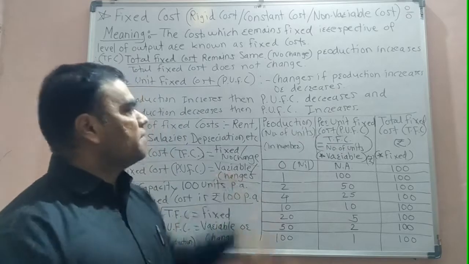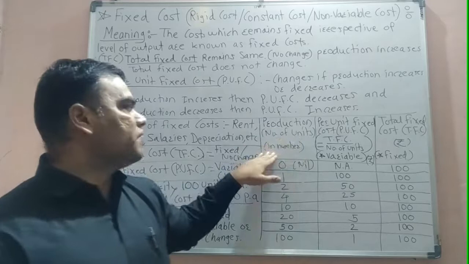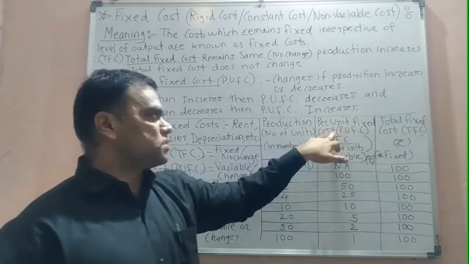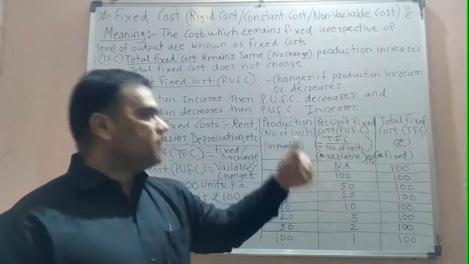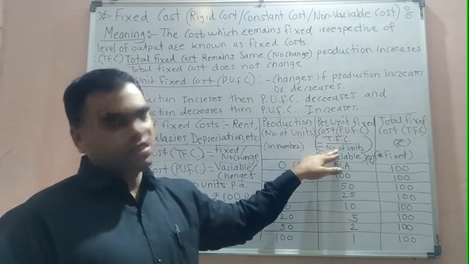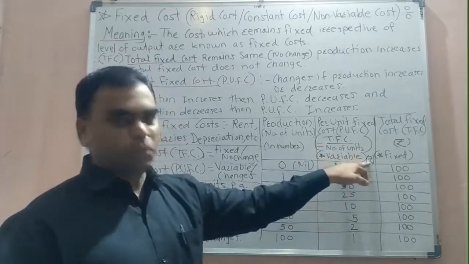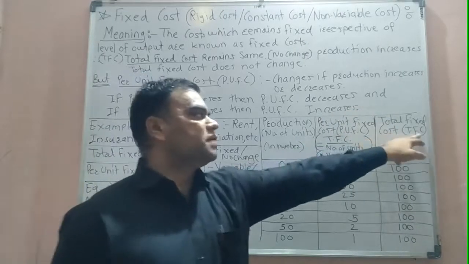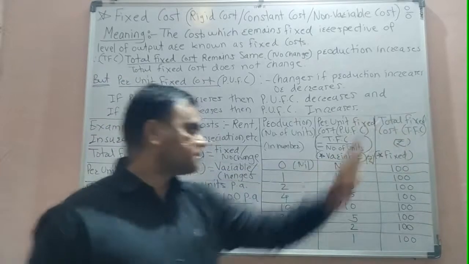So let's start. The first column denotes production, the number of units. The second column denotes per unit fixed cost, PUFC. How is it to be calculated? Very simple: total fixed cost divided by number of units gives per unit fixed cost, which is given in rupees. Then the third column is total fixed cost, TFC, also in Indian rupees.